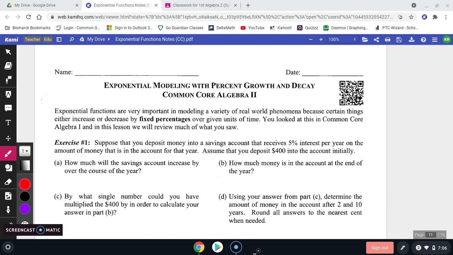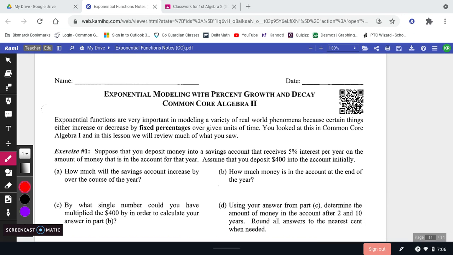All right, today we're going to take a look at exponential modeling with percent growth and decay. So here we've been talking about exponential functions and graphing exponential functions. So now we're going to get more into the application area of exponential functions.